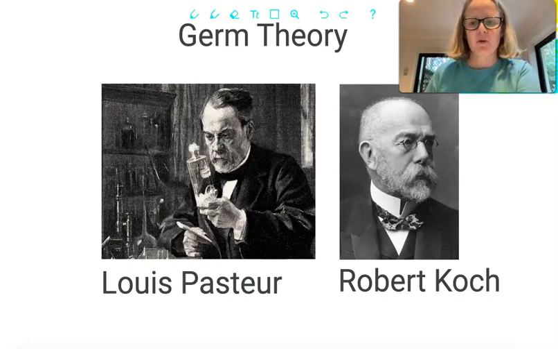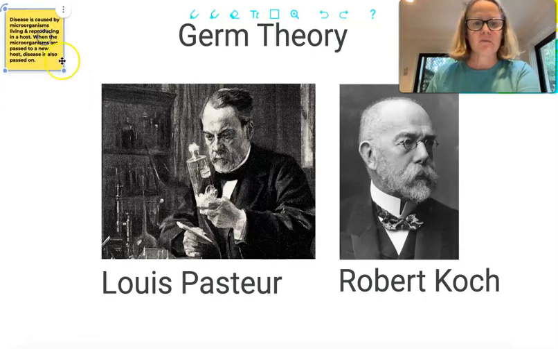So we're going to explore the origins of germ theory, which came about at the end of the 1800s, thanks to the work of lots of scientists, but in particular Louis Pasteur and Robert Koch. And these two scientists helped us to understand that diseases that are infectious are actually caused by microorganisms. So let's have a look at a definition of germ theory.